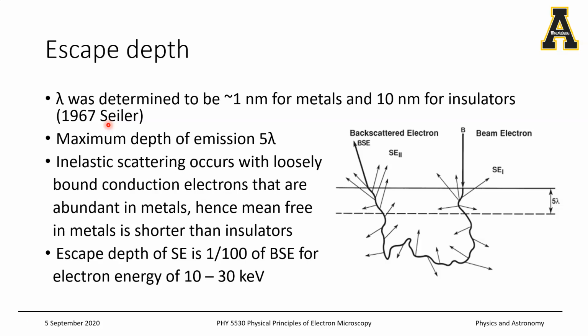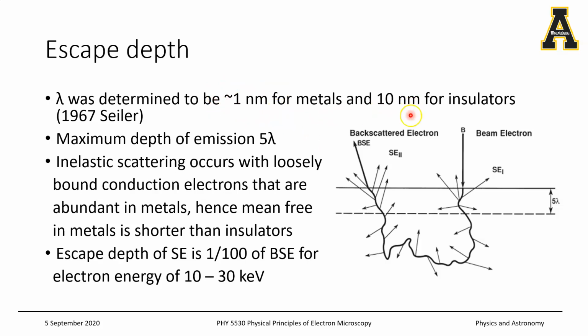And you can understand this from the simple description of transport of electrons in metals, where you associate a sea of electrons. In metals, those are the conduction electrons that are free to move around. So you have more scattering events in a metal versus an insulator, which is why the mean free path in a metal is relatively shorter than that of an insulator, right?